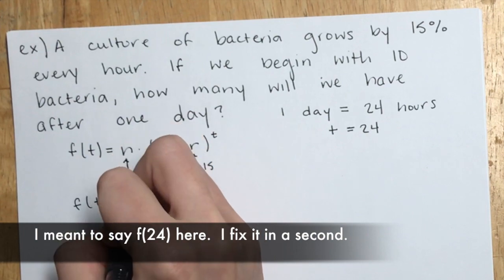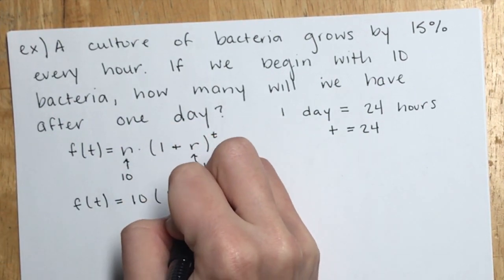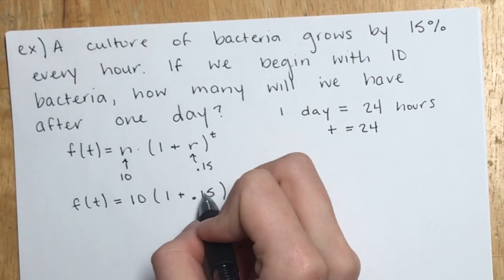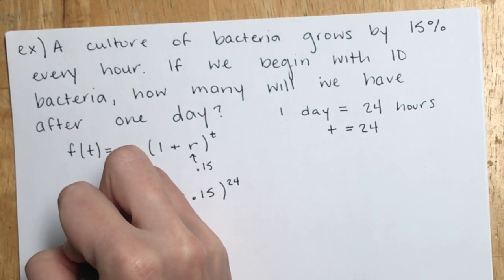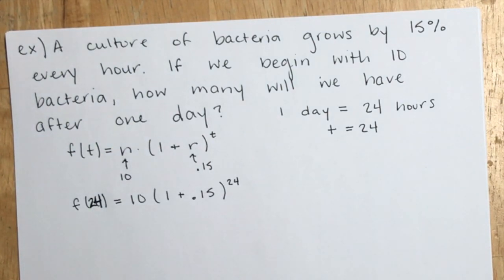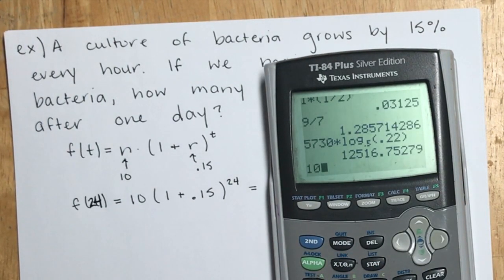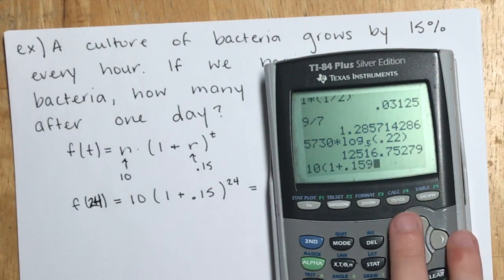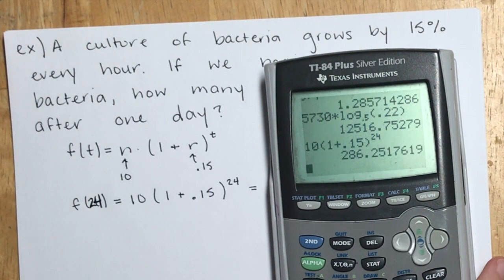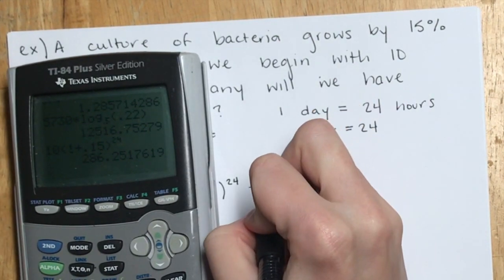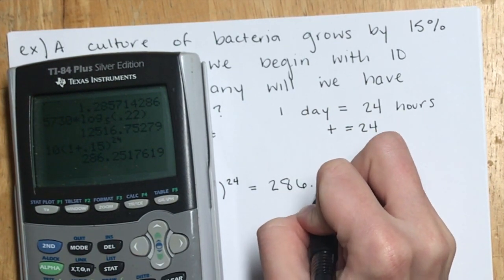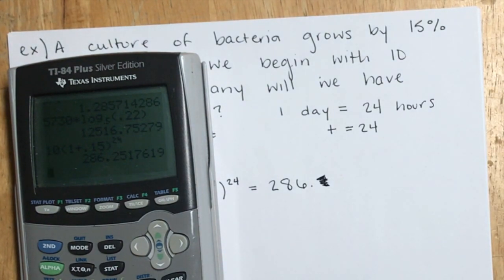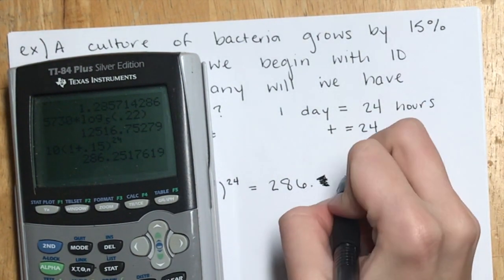So let's plug that all in together. f of t equals 10 times 1 plus 0.15 to the 24th. So again, we're plugging in 24 for t. I messed that up, sorry y'all. We can plug this into our calculator. We got 10 times 1 plus 0.15 raised to the 24th, and we get 286.2. Oh, we don't need to use decimals here, because we're talking about the number of bacteria. So we've got 286 bacteria.